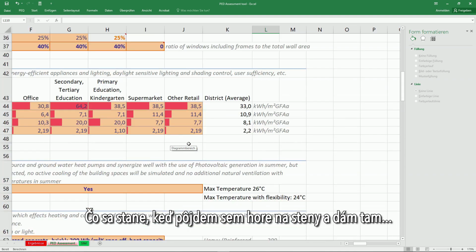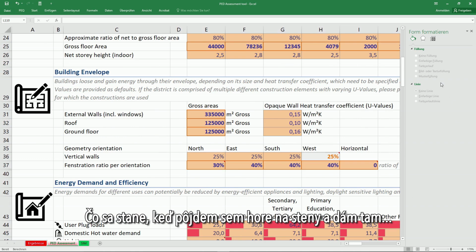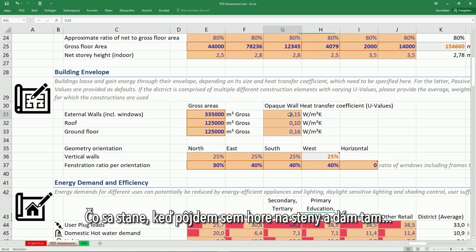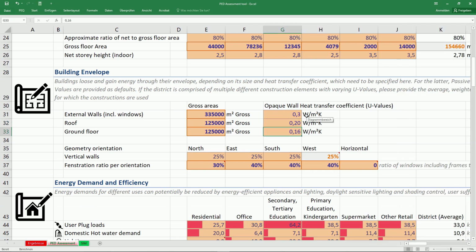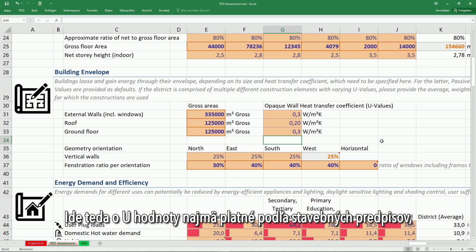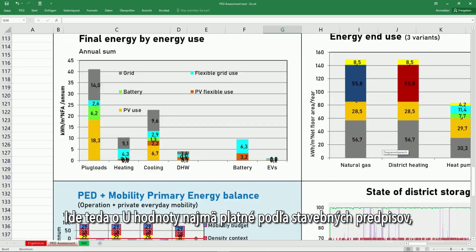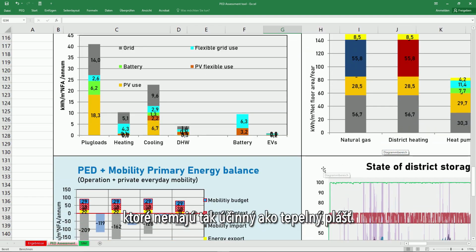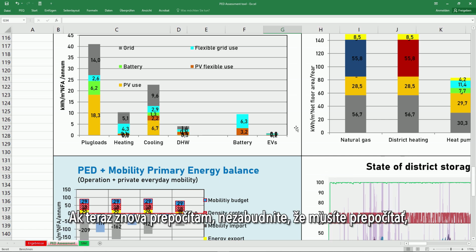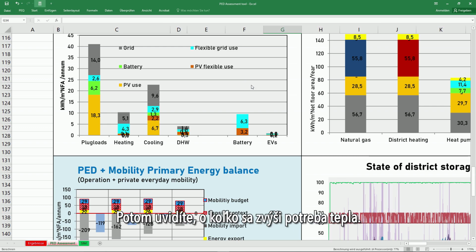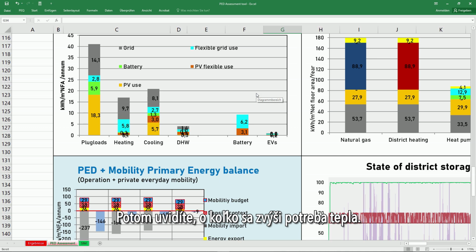Now, what happens if I go up here to the walls and put maybe something like this? So these are more building code applicable U values, so not as efficient thermal hull. Now if I recalculate, again remember you need to recalculate to see the effects, then you will see how much more the heating demand increases.